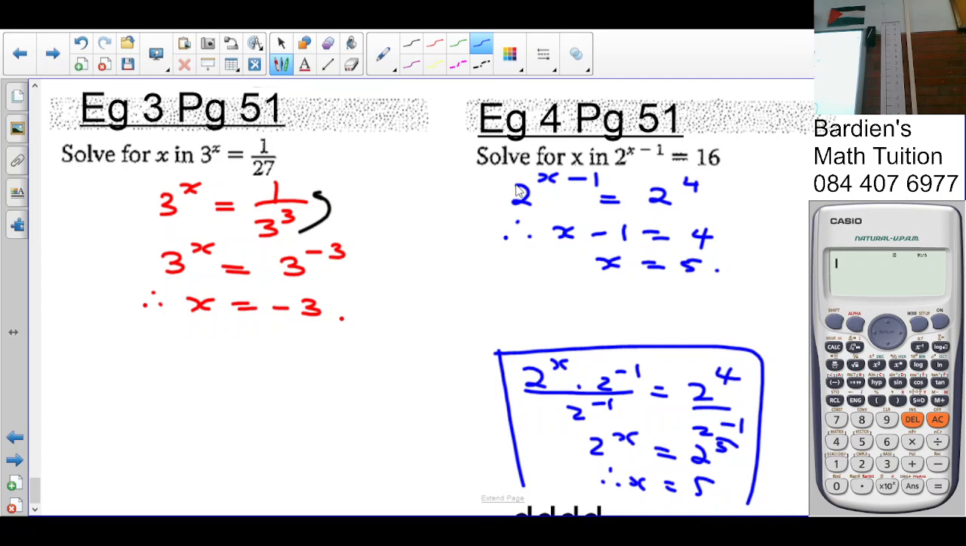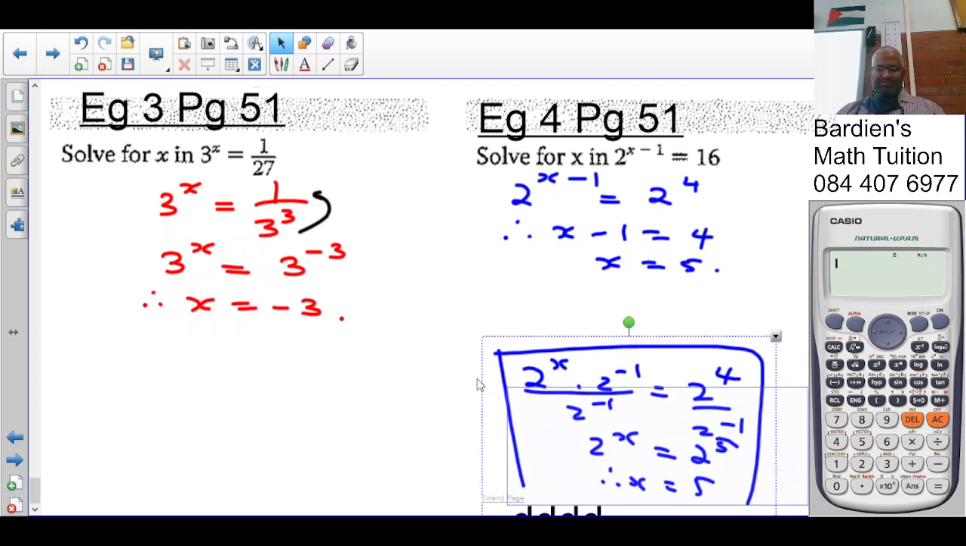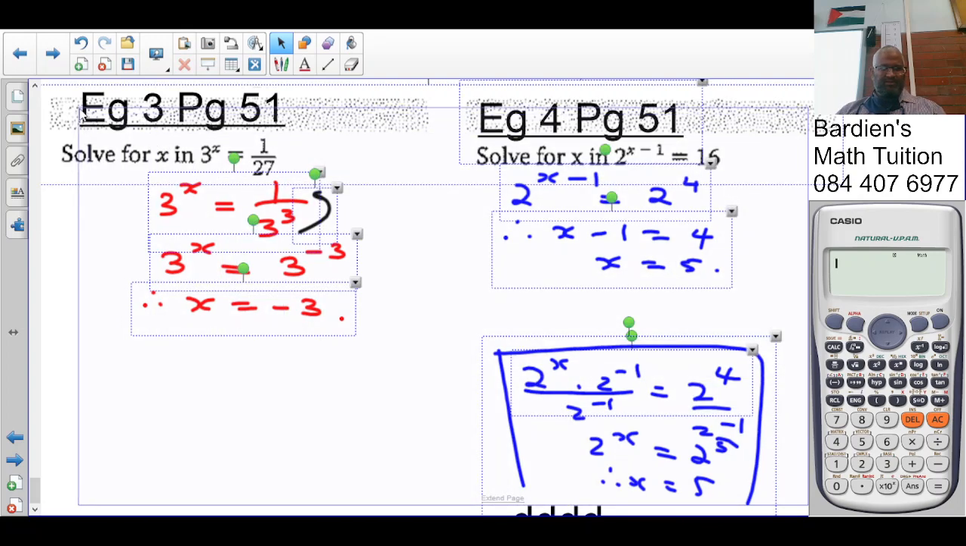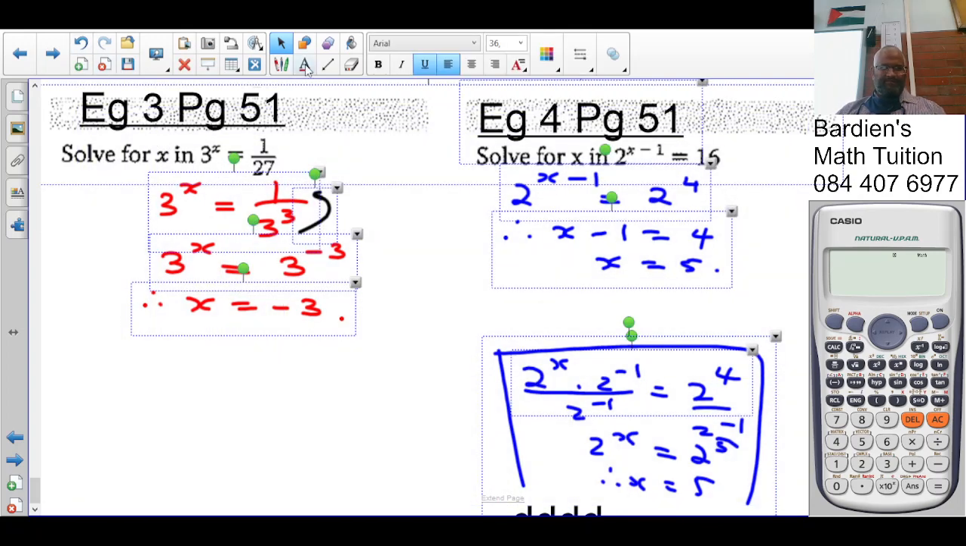In the confusion, who got this wrong? Let's look at the last example on the page. Yes? Yo, I thought you were going to ask me something in maths. What's wrong with you? Alright.